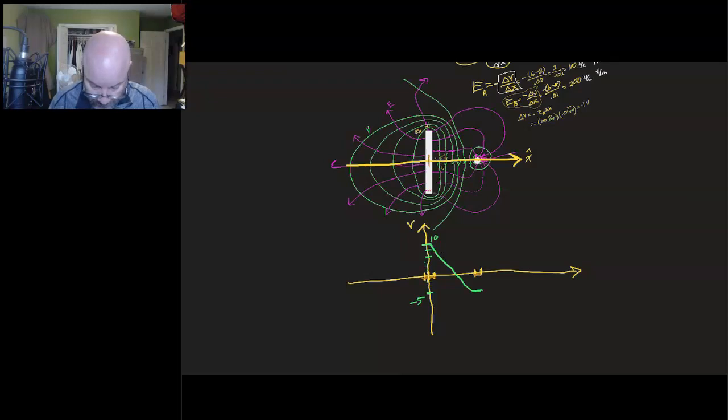I don't need all those. That's going to make it messy. Okay, so we've got right that there. Now, what's going to happen on the other side of the sphere? Well, we don't have data, so I'm going to speculate.